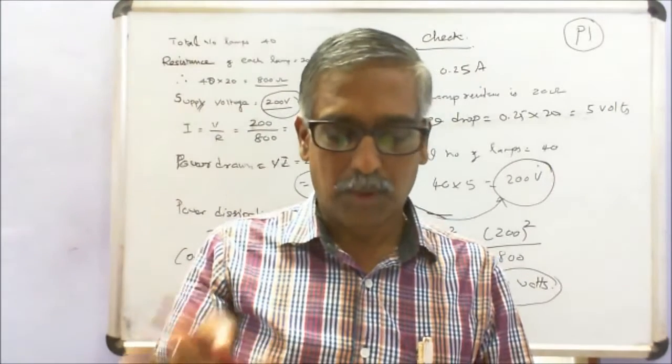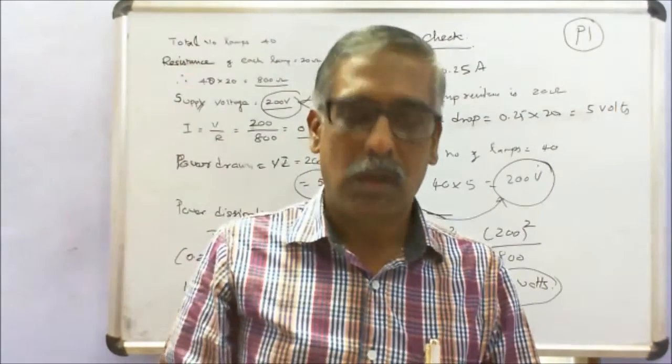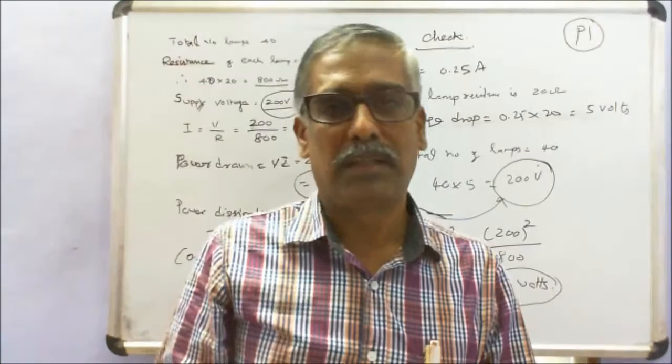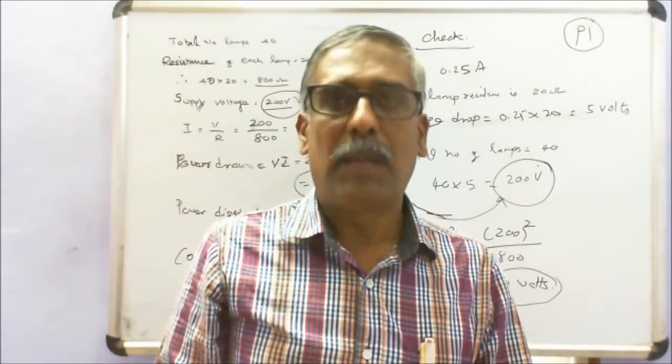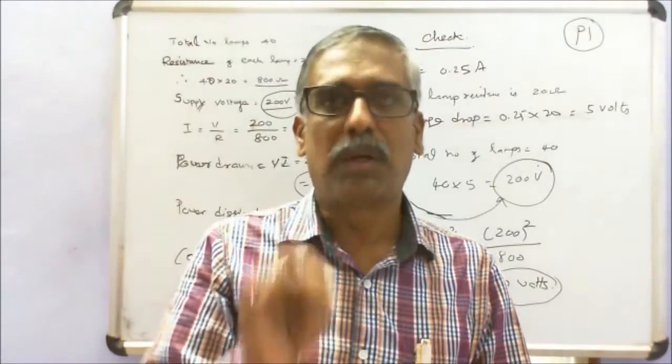First part. Number 2, calculate the current taken from a supply of 200 volts. What would be the current? Number 3, also find the power drawn. This is the problem. The given values are the number of lamps, the resistance value of each lamp, and the supply voltage, which is 200.